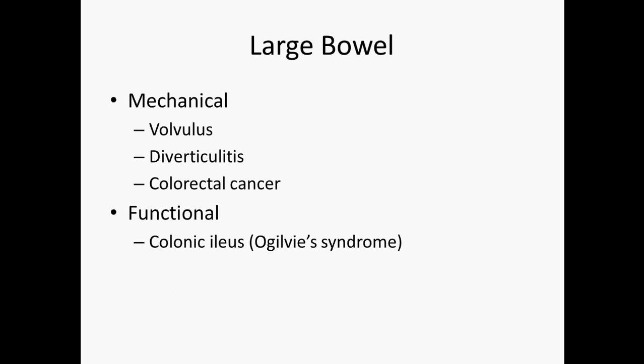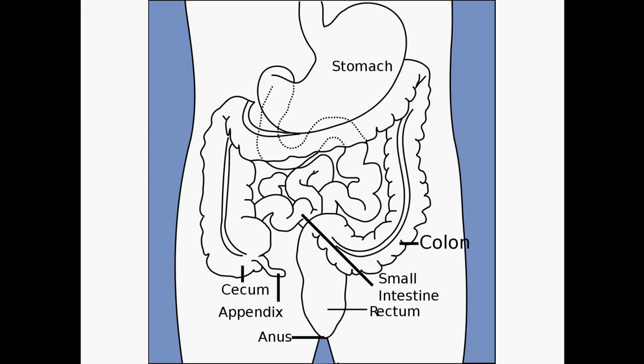In the large bowel, there's volvulus, where you get a twisting of the bowel. This is going to be more common in older people. Then there's diverticulitis, which could be a true diverticulum, like a Meckel's diverticulum, or it could be from diverticulosis. And again, colorectal cancer is probably the most frightening, the most important thing on your differential diagnosis to rule out. And then you can also get a colonic ileus, also known as Ogilvie syndrome.